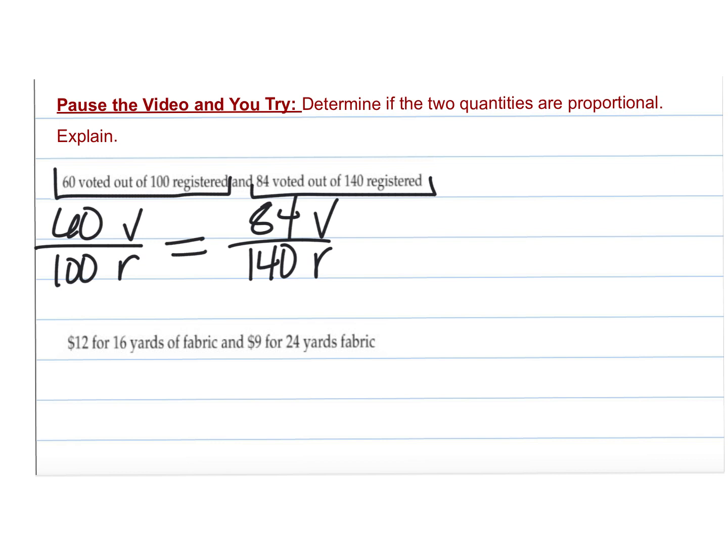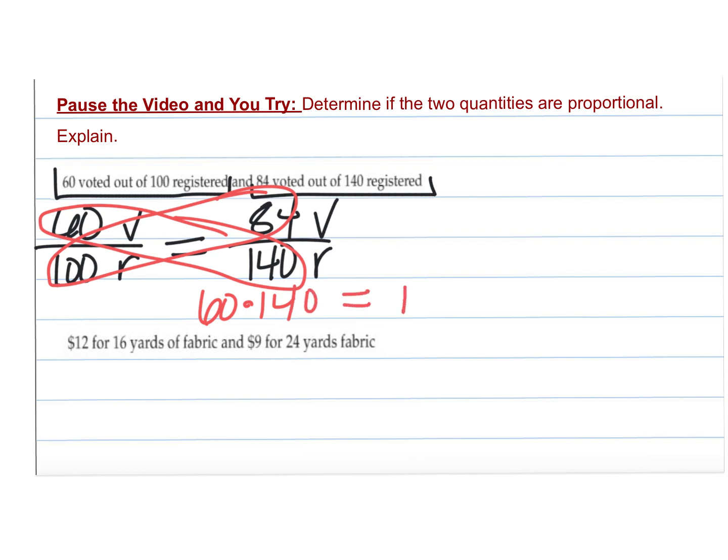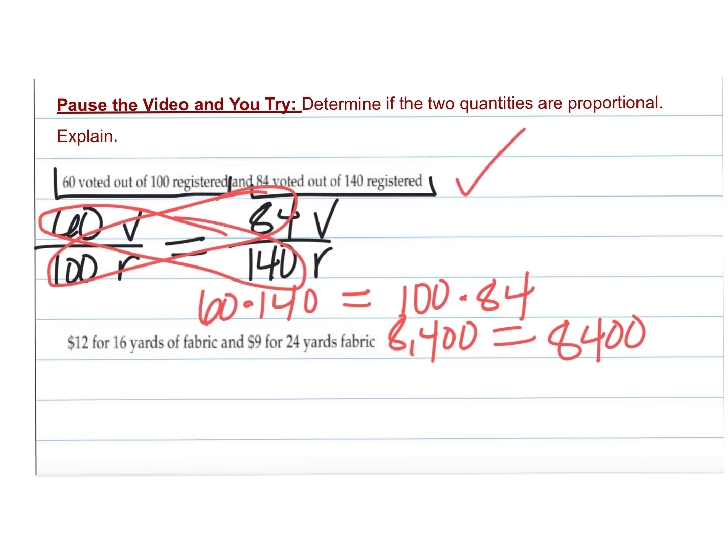So we are going to multiply our diagonals. So 60 times 140, we want to know is it the same as 100 times 84? 60 times 140 equals 8,400. And I know 100 times 84 is 8,400 because we just do 84 and then add the zeros. So they are equal. So this is proportionate.